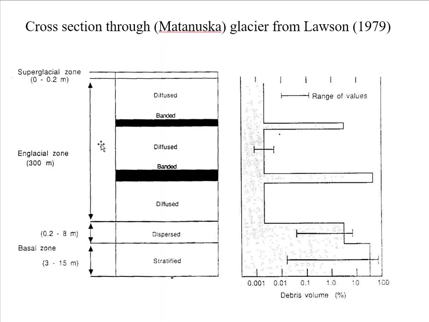So we can identify different sections of the glacier, and we'll talk about some of the nomenclature, particularly about the basal zone, in the next unit. And we can begin to identify some of the characteristics that vary with depth through the glacier between these different zones.